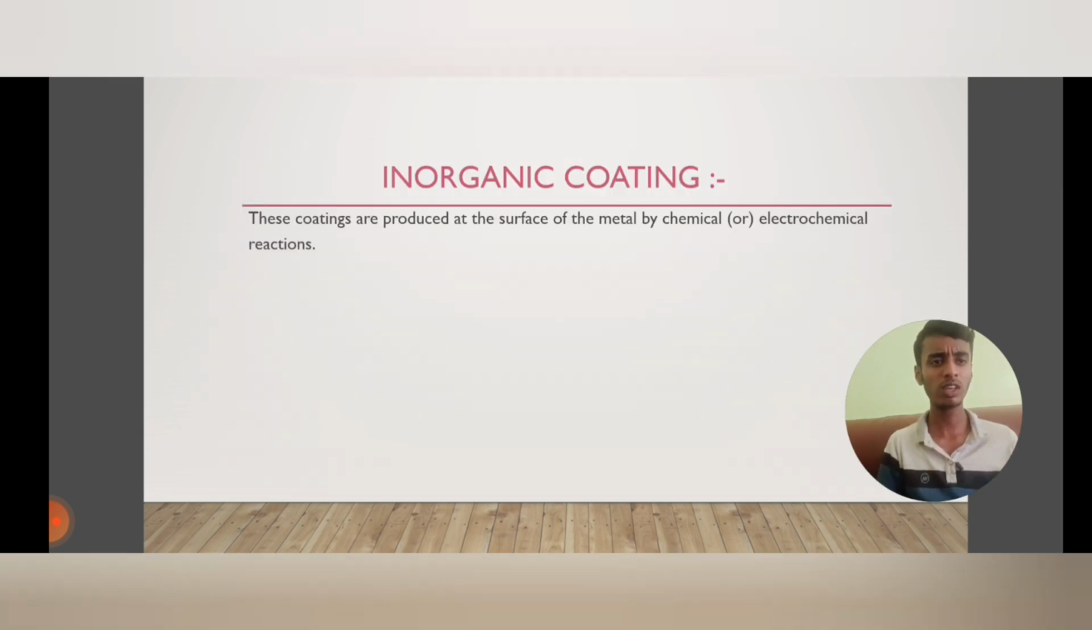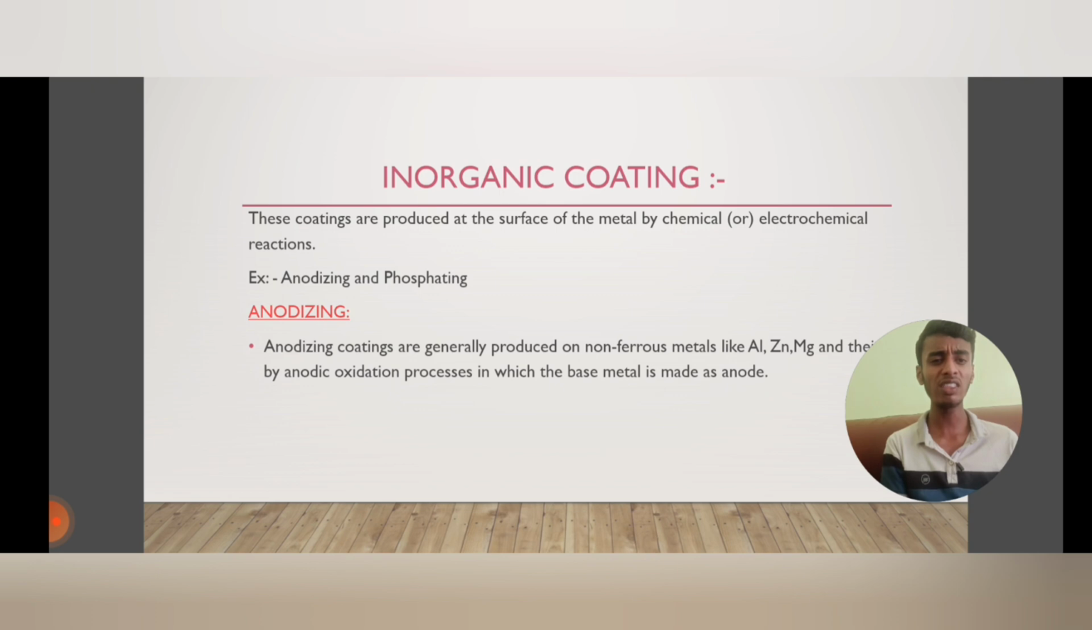Now is inorganic coating. What do you mean by inorganic coating? These coatings are produced at the surface of the metal by chemical or electrochemical reaction. Examples are anodization and phosphating. First, we will take an example of anodizing. Anodizing coatings are generally produced on non-ferrous metals like aluminum and zinc, by an anodic oxidation process in which the base metal is made the anode.